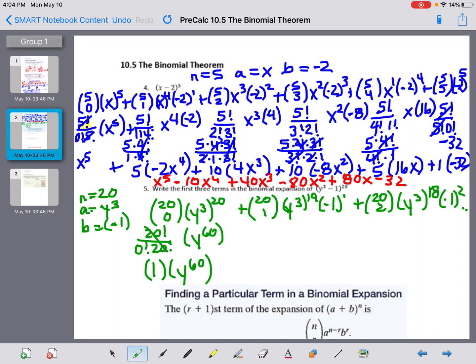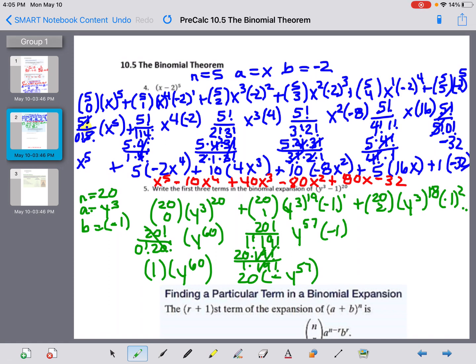All right, on my next one, I get 20 factorial over 1 factorial. Their difference is 19 factorial. And that means it's the same as 20 times 19 factorial over 1 times 19 factorial. The 19 factorials cancel, and I'm left with 20 times y to the third to the 19th is y to the 57th. Negative 1 to the first is negative 1. So that'll be times negative y to the 57th.